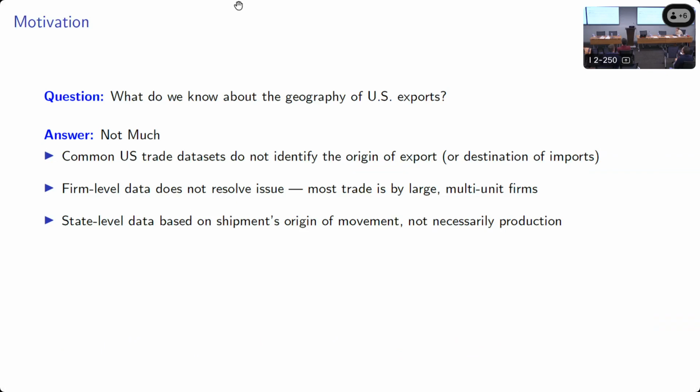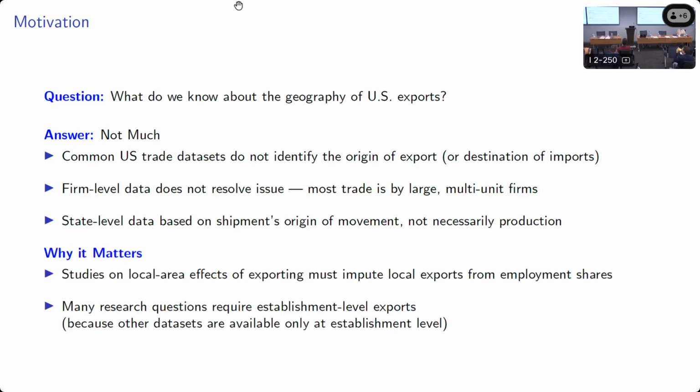Firm-level trade data, which is available if you go through the hurdles of getting census access, does not resolve this issue either, because almost all exporting in the US is done by large multi-unit firms. They can have plants spread out across space, so you might see a firm exporting, but you don't know where that export came from. Like I already mentioned, the state-level data often used in spatial models is based on the shipment's origin of movement, which does not have to correspond to the origin of production.